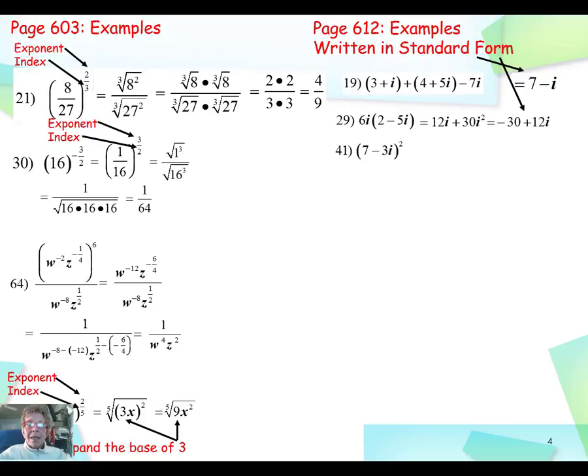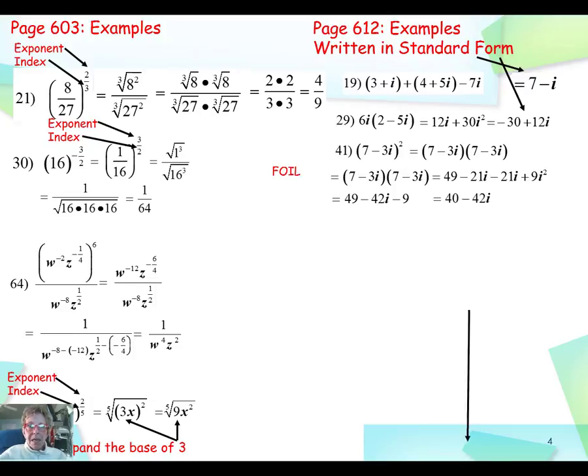Number 41, now I'm going to multiply two binomials. So I'm going to set them up side by side. I'm going to FOIL them, and I'm going to get 49 minus 21i minus 21i plus 9i squared. I'm going to combine my middle terms and change my i squared into negative 1 times 9, and then I'm going to add 49 and negative 9 and put it in the first place because I want it in standard form, and my answer is 40 minus 42i.